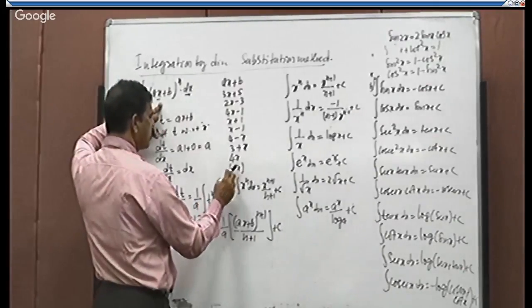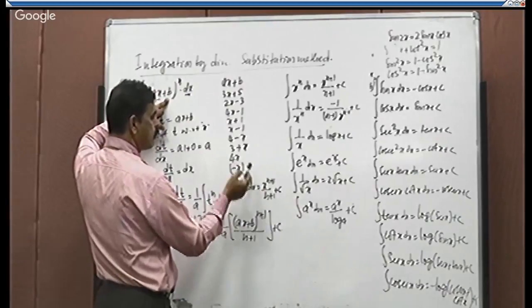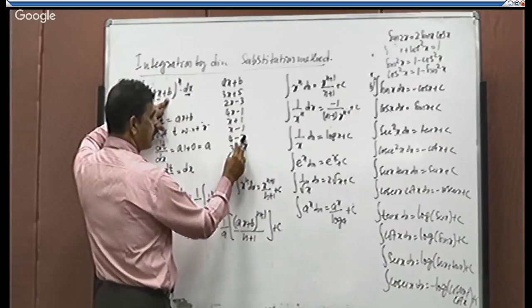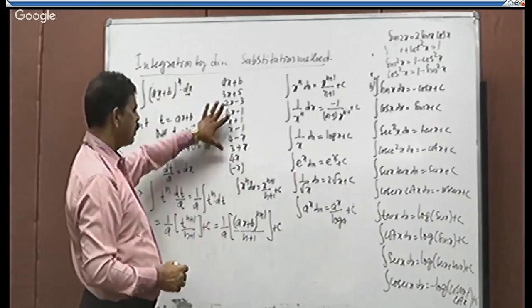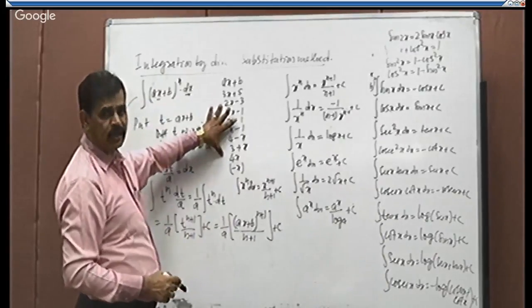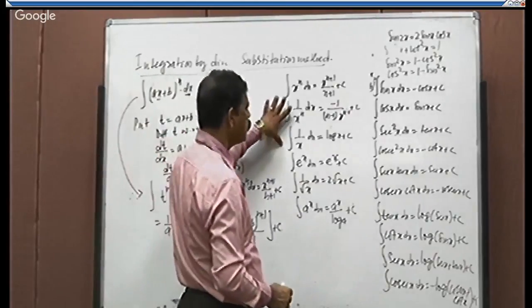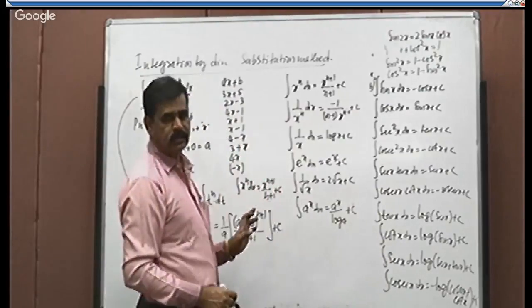What is a? Minus 1. What is b? 0. Here, what is a? 4. What is b? 0. What is a when it is x? The x coefficient is 1. For minus x, the x coefficient is minus 1. By understanding this, we can extend the whole thing to the entire list of standard integrals.